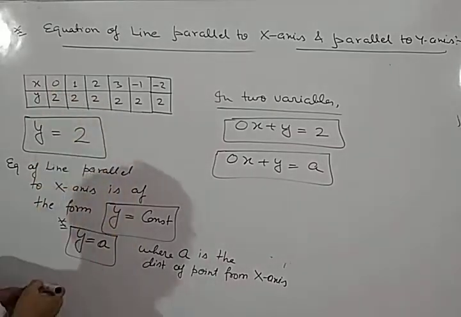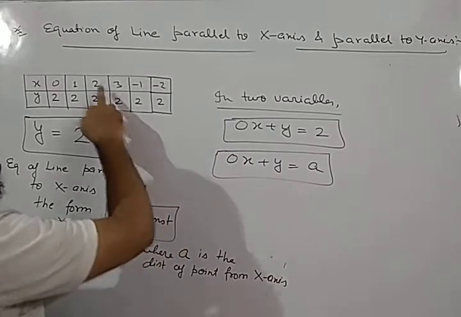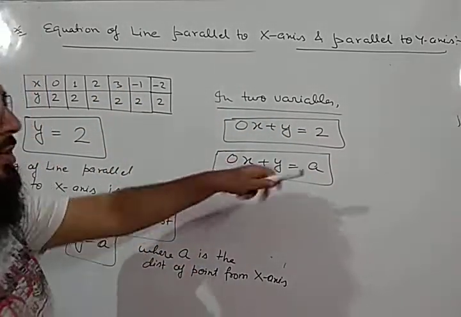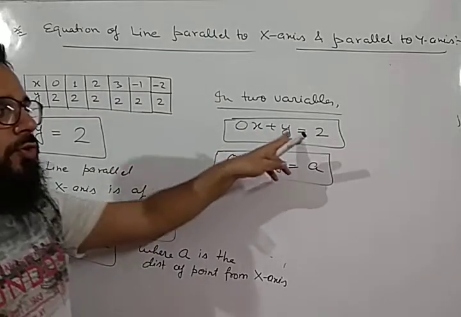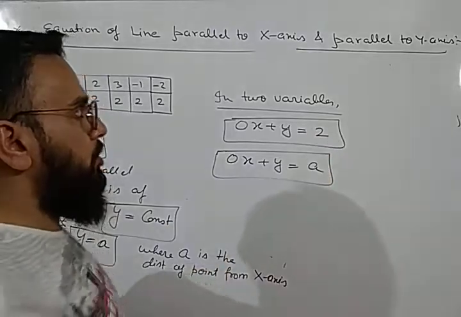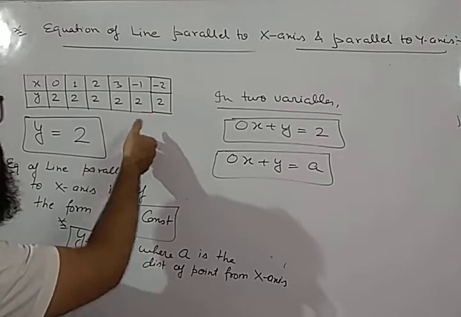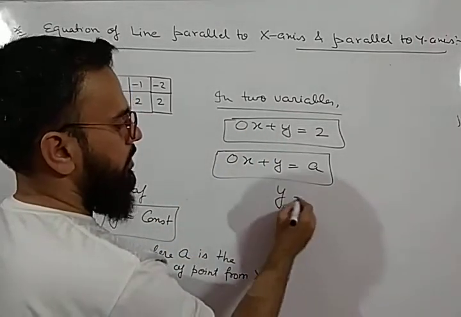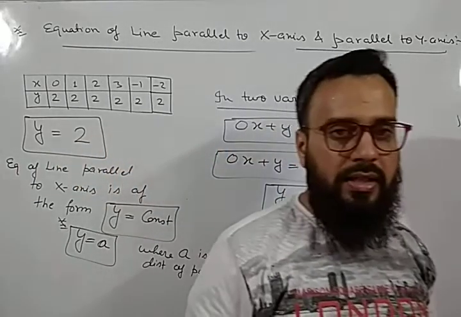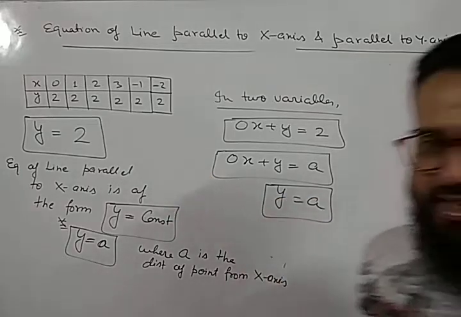You can compare it from there. If you put x equal to 0, then y will be equal to 2. At x equal to 1, y will be equal to 2. At x equal to 2, y equal to 2. At x equal to 3, y will be equal to 2, and so on. Whatever value you put for x, you will always get y equal to 2. That's why the equation of a line parallel to the x-axis passing through 2 is y equal to 2, and we can write it as y equal to a simply, where a is the point from where the line is passing, positive or negative. So this is the equation of a line parallel to the x-axis.